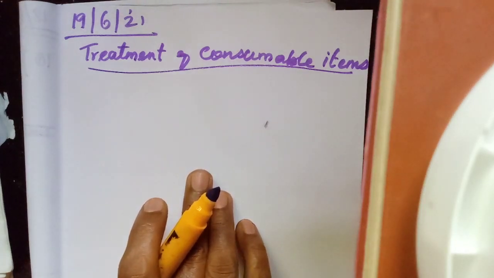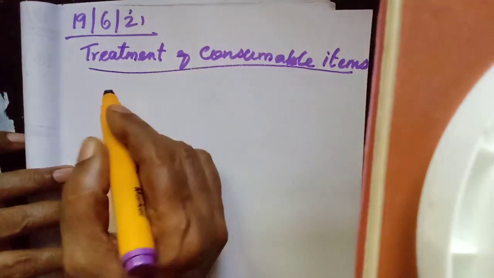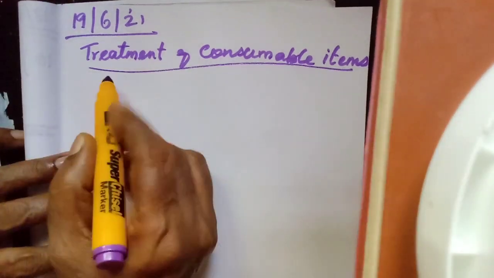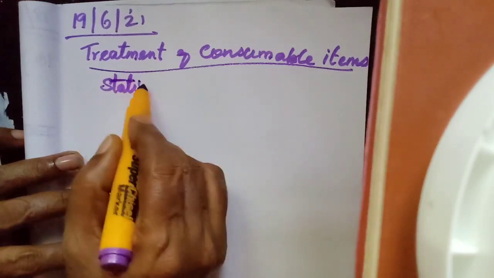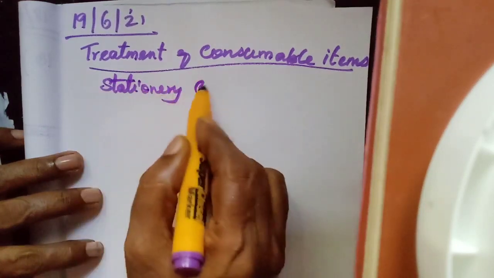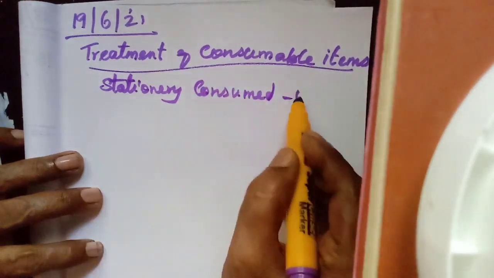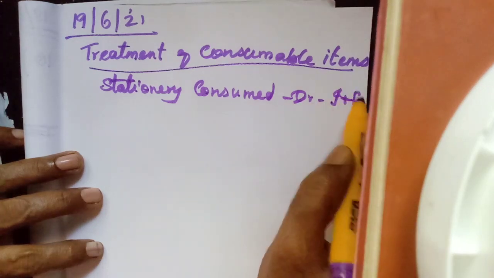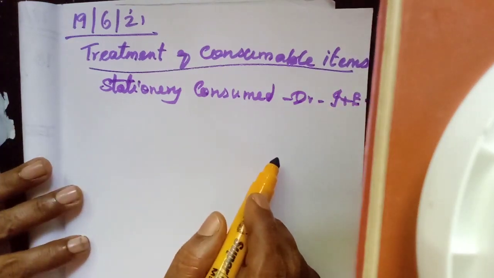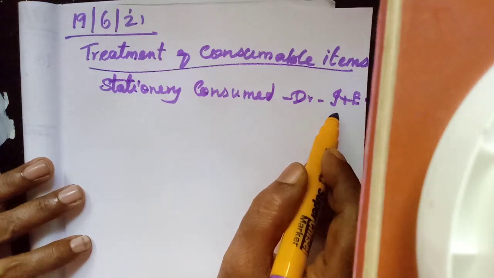Okay, so any one example. Here only one thing you should remember: consumed. For example, stationery consumed, we have to write. This will appear on the debit side of the income and expenditure account. Yesterday we have seen the credit side item, subscription, income. This one is expenses. So the actual expenses, how will we find out?